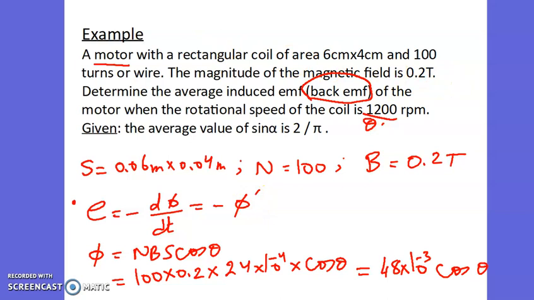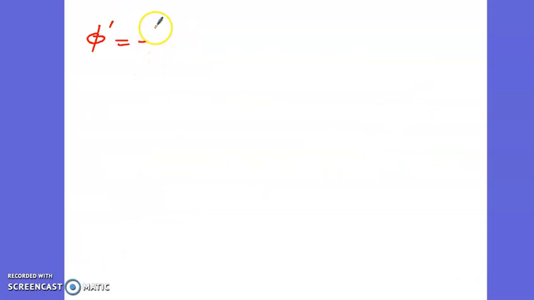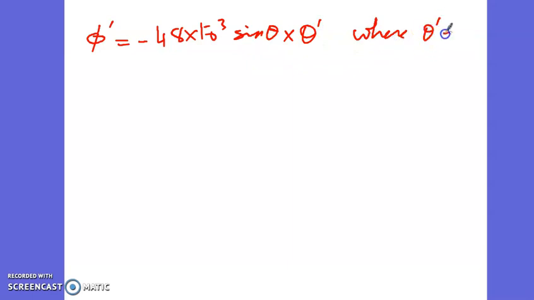We need minus phi prime. So here phi prime is equal to minus derivative, we make the derivative here. This is phi, we make the derivative. What is the derivative of cosine u in mathematics? Minus sine u times u prime, right? So minus 48 times 10 to the minus 3 sine theta. This is sine u times u prime, meaning the derivative of the angle, which is theta prime here, where theta prime is 1200 revolutions per minute.